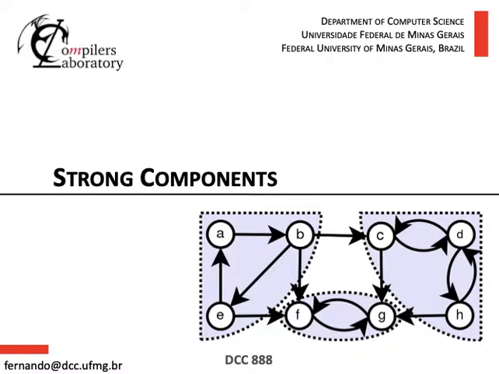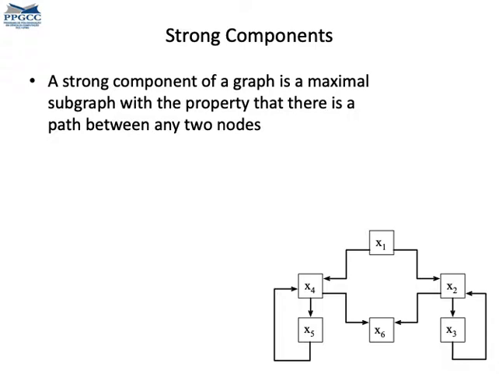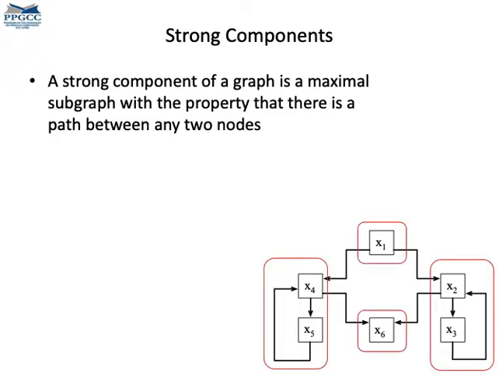We start with the notion of strong components. A strongly connected component, a strong component for short, is a connected subgraph in a graph. For instance, in this example, which we have used in the last class, we have four strongly connected components.